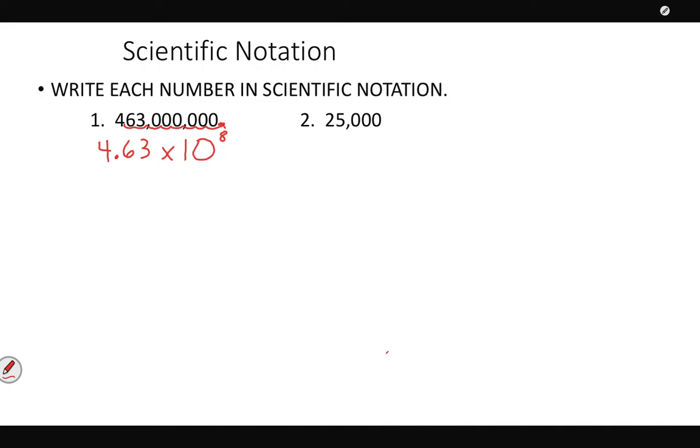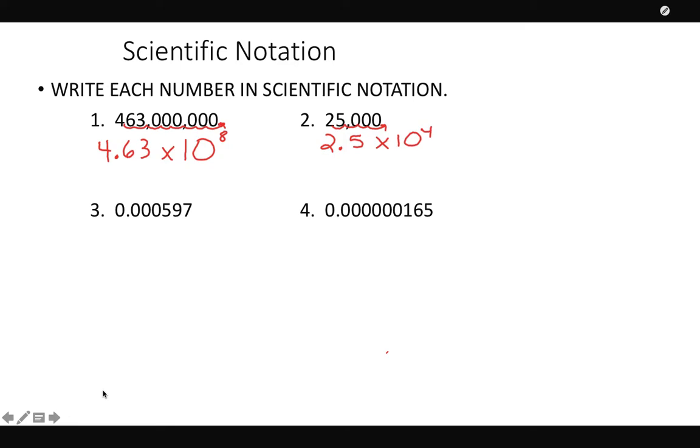So in number 2, we put this at 2.5. And then 1, 2, 3, 4 places. So 2.5 times 10 to the 4th. Now these numbers are very, very small numbers. So again, we have to move the decimal point so it's a number between 1 and 10. So I'd write it as 5.97. So now to get this back to where it was, 1, 2, 3, 4. Since we will move this to the left, it's times 10, and now that's negative 4.